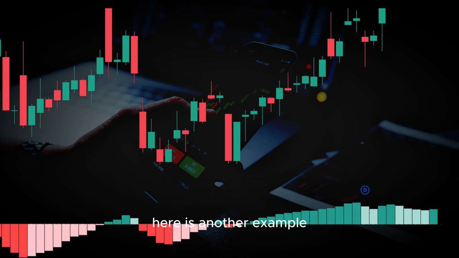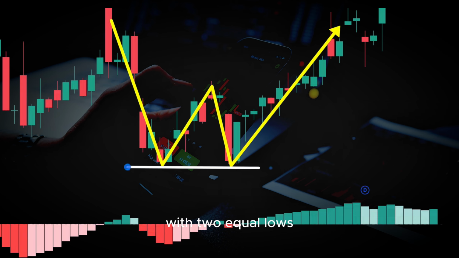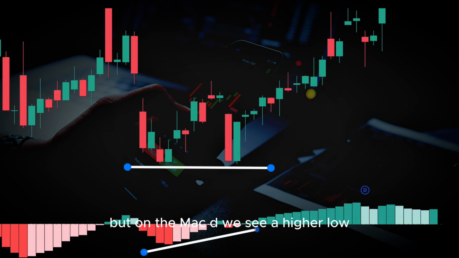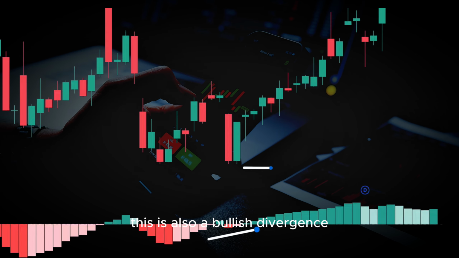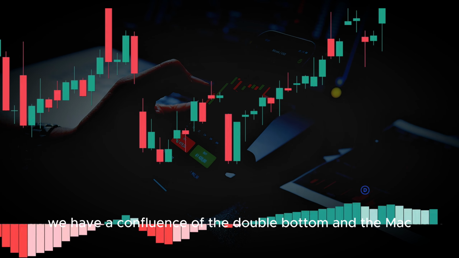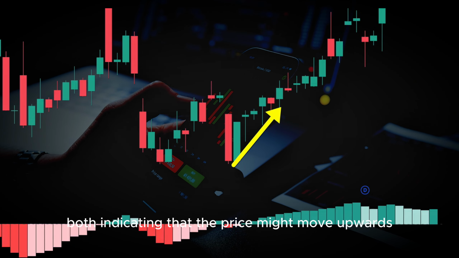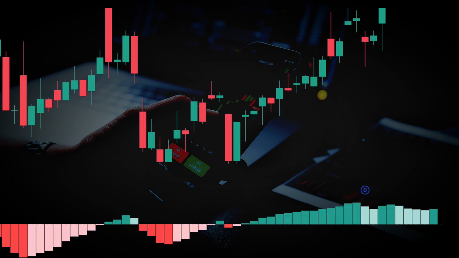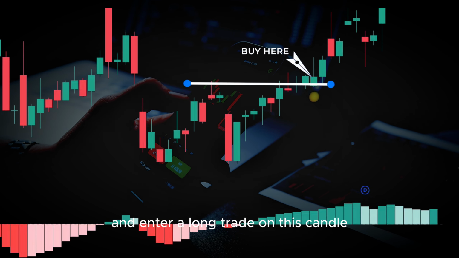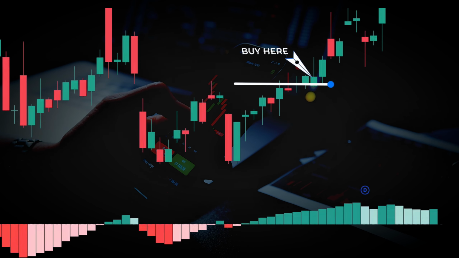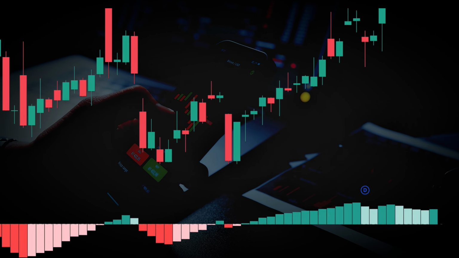Here is another example. The price makes a double bottom pattern with two equal lows, but on the MACD we see a higher low. This is also a bullish divergence. Now, we have a confluence of the double bottom and the MACD divergence, both indicating that the price might move upwards. We draw a neckline on the pattern and enter a long trade on this candle as it breaks the neckline. And as you can see, the price moved upwards after the entry point.